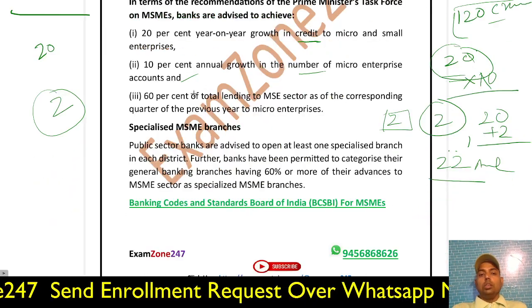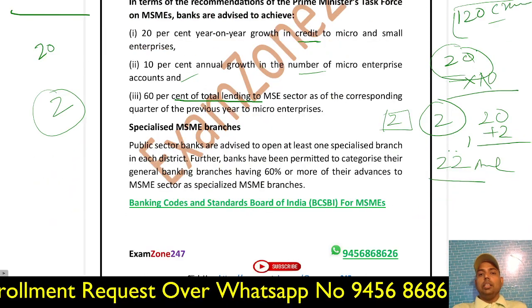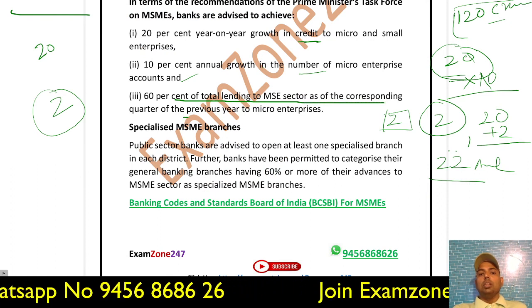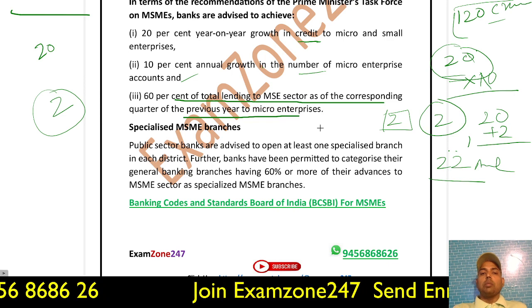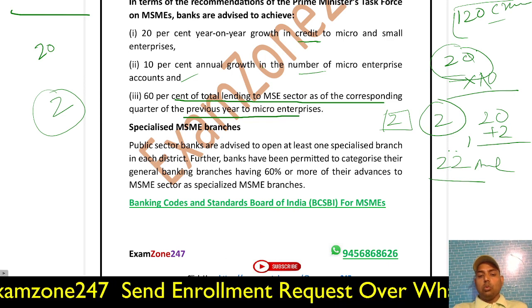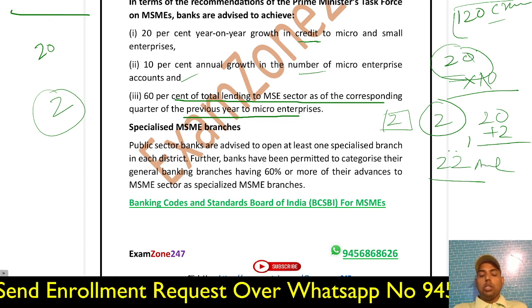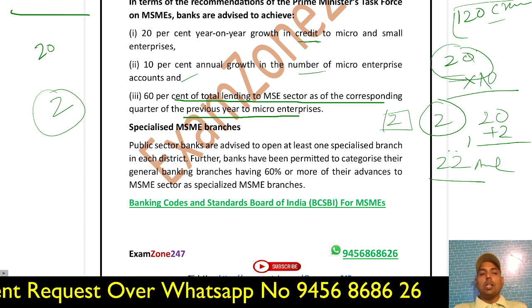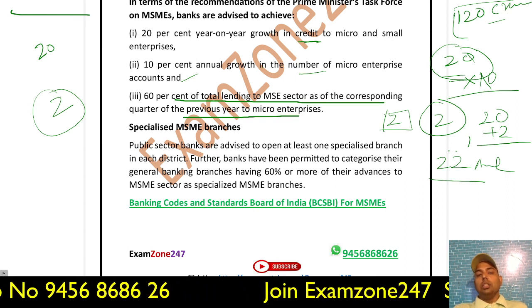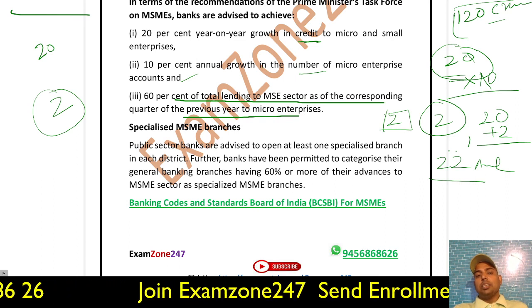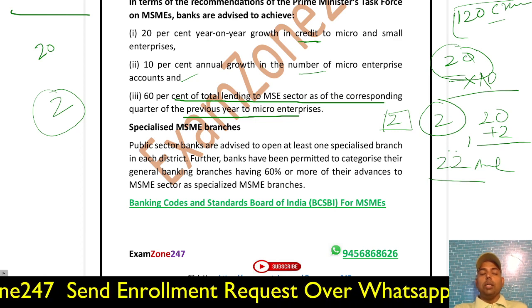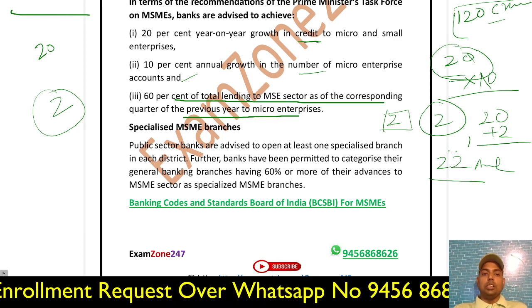Now, 60% of total lending to the MSE sector as of the corresponding quarter of the previous year goes to micro enterprises. It means 60% of the total lending of the corresponding quarter. If in the first quarter there was 100 crores of loan, then 60% of the last year means 60 crores lending will go to the MSE sector this year.